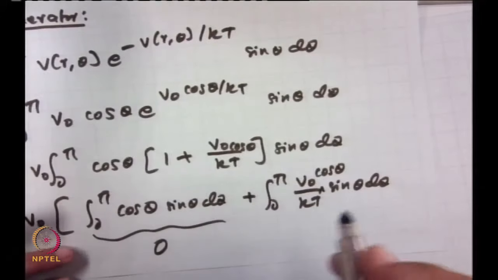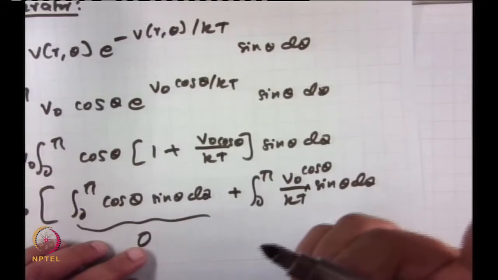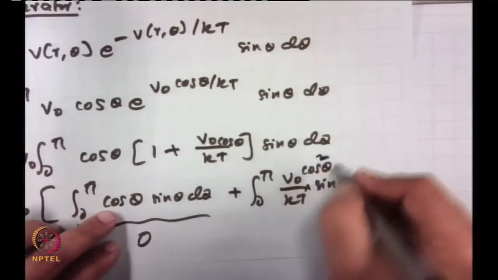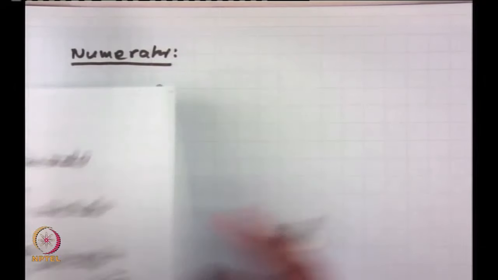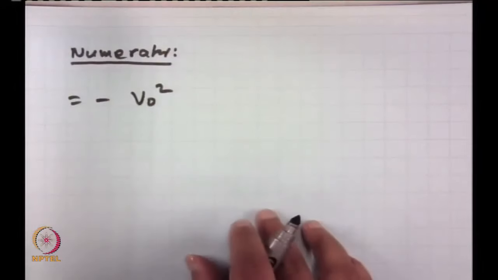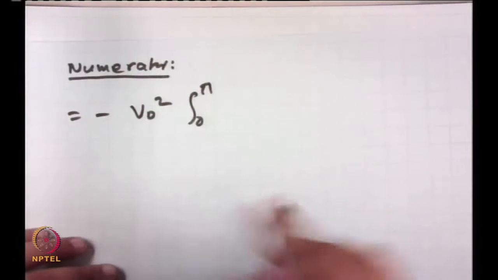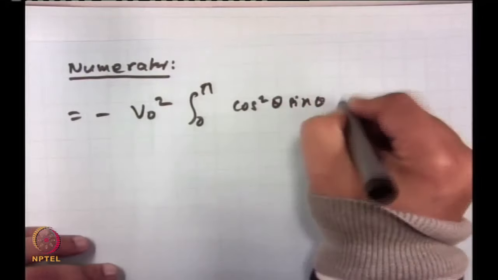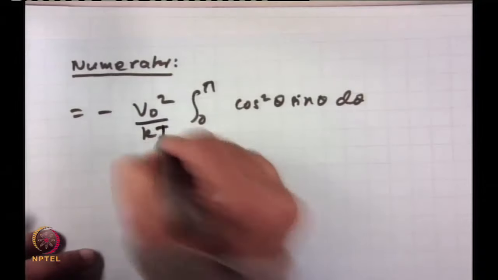Okay, right. But if you go back to this again, actually I missed another term. I missed a cos theta, so I can just write cosine square theta here. Otherwise it will also go to 0, which you don't want. Yeah, so that's my mistake. Okay, so coming back again from here, minus V0 square, then I have 0 to pi cosine square theta sin theta d theta by kT.